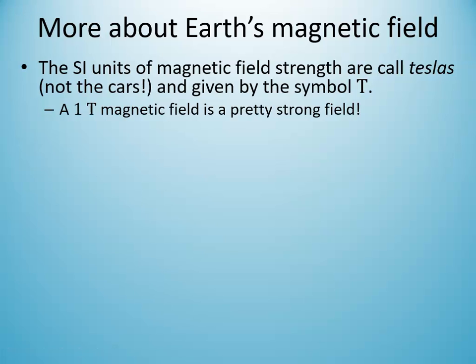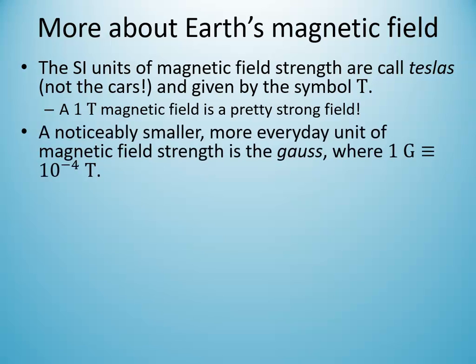Now, something else that comes up about Earth's magnetic field. I should mention something that we'll get into in more detail soon. The units of magnetic field strength are called teslas, not the car, but they're given by the symbol capital T, and a 1 Tesla magnetic field is quite a strong magnetic field. That might be pretty similar to what you get with some of those strong neodymium magnets or something like that. Earth's magnetic field is much smaller than that, and magnetic fields that are commonly encountered in astrophysics are typically a lot smaller than that, unless you're talking about neutron stars.